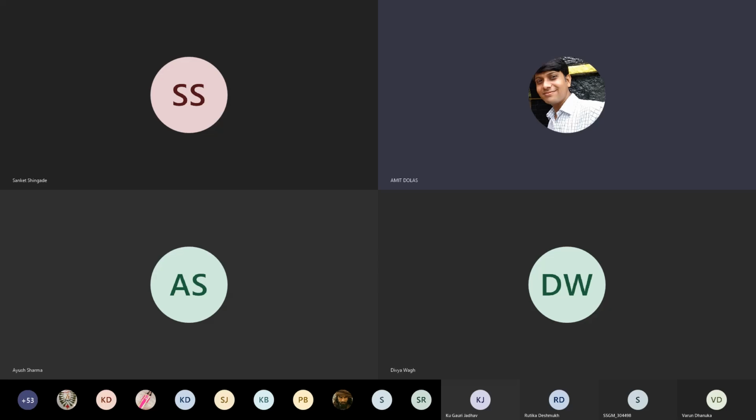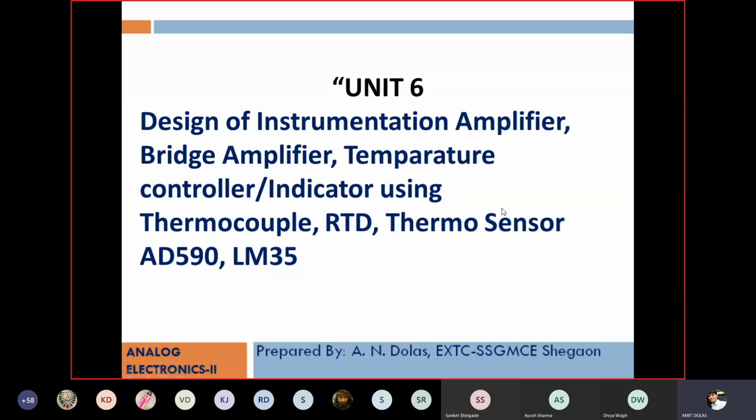There are several application based circuits which we have to design. So here is the syllabus of unit number 6.